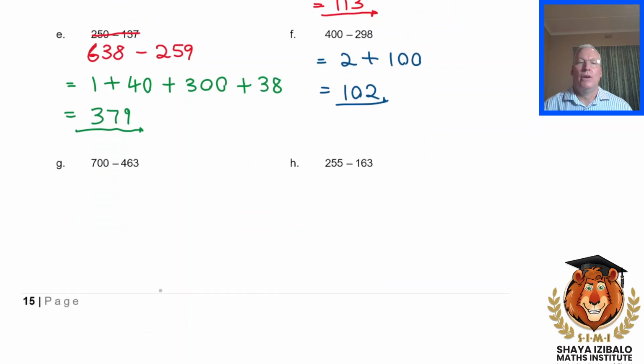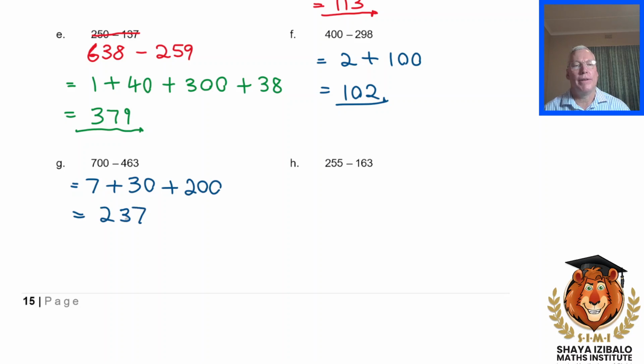G, we're going to add 7. That'll take us to 470. We need 30 more to get to 500, and we need 200 more to get to 700. 237. It's a much, much easier way of doing that than doing the subtraction.